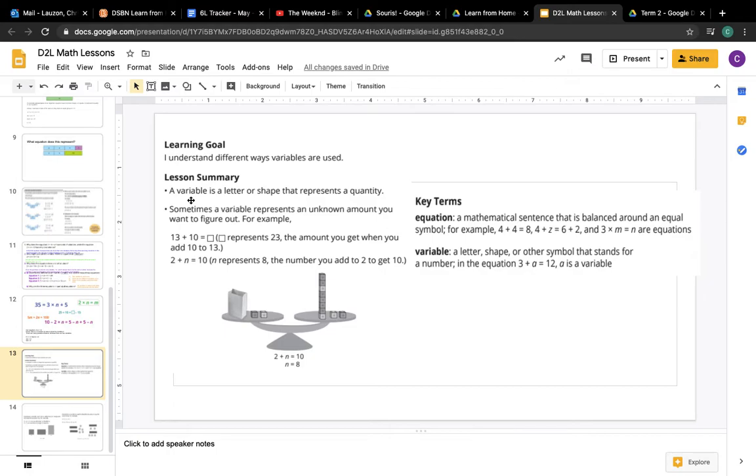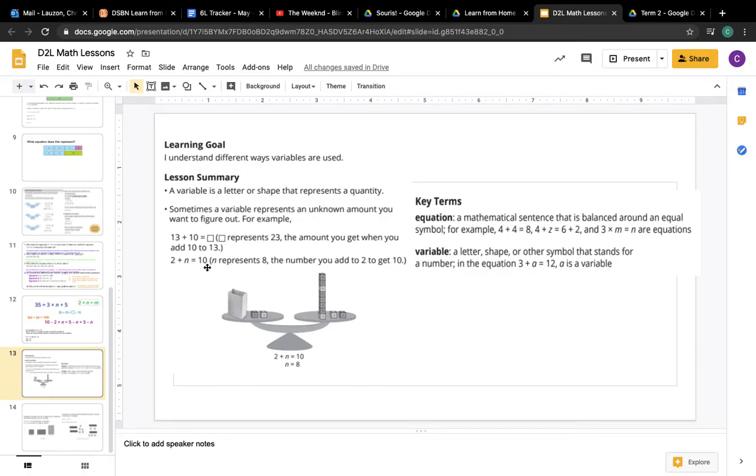Realizing that a variable is a letter or shape that represents a number or a quantity, and sometimes this variable represents an unknown amount we want to figure out, where it could be 13 plus 10 equals the variable. And we know that the left side of the equal sign and the right side have to be the same. So this square unknown variable would have to be 23.